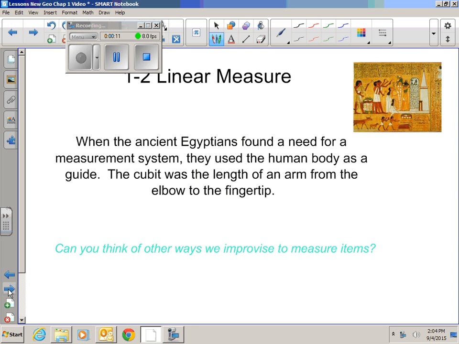Again, we're going to just talk about units of measure. The cubit was an old unit of measure that they used in ancient Egypt. For today, we will be talking about units of length or linear measurements, things like feet, miles, millimeters, centimeters, kilometers. Anything that measures length.